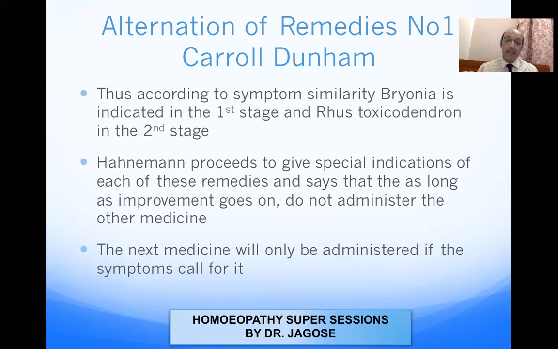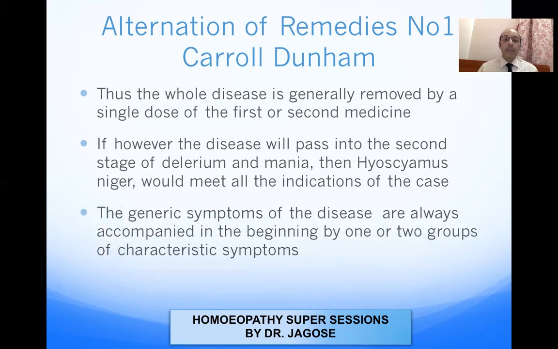So the next medicine will only be given if the totality changes, or in other words, if the symptoms call for it. Thus, the whole disease is generally removed by a single dose of the first or the second medicine. So the whole disease is completely annihilated by a single dose of either the first medicine or the second medicine. If, however, the disease passes into the second stage of delirium and mania, then Hyoscyamus niger would meet all the indications of the case.